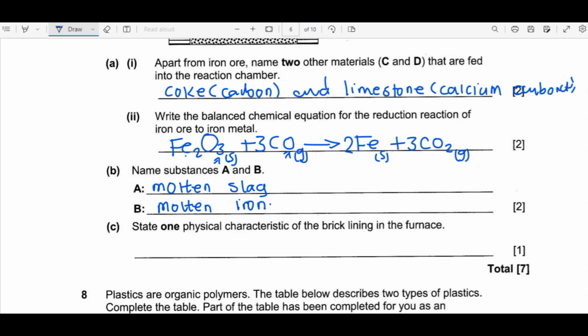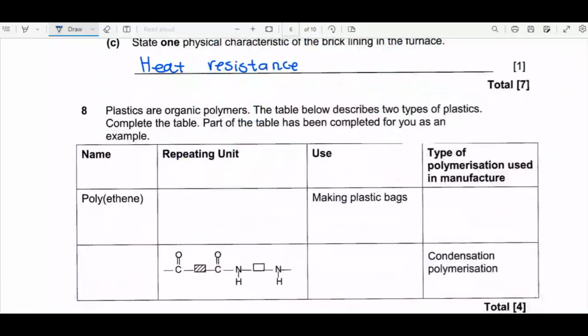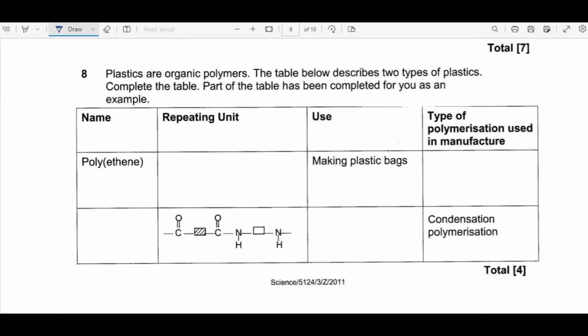State 1 physical characteristic of the brick lining in the furnace. So they are heat resistant. So heat resistance, they are made in such a way that they do not have the ability to lose heat, because of the combustion, heat is very important.